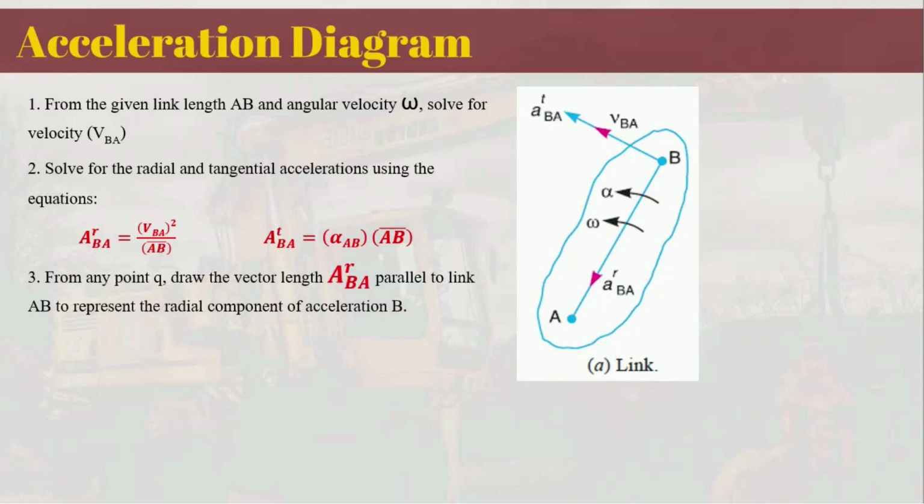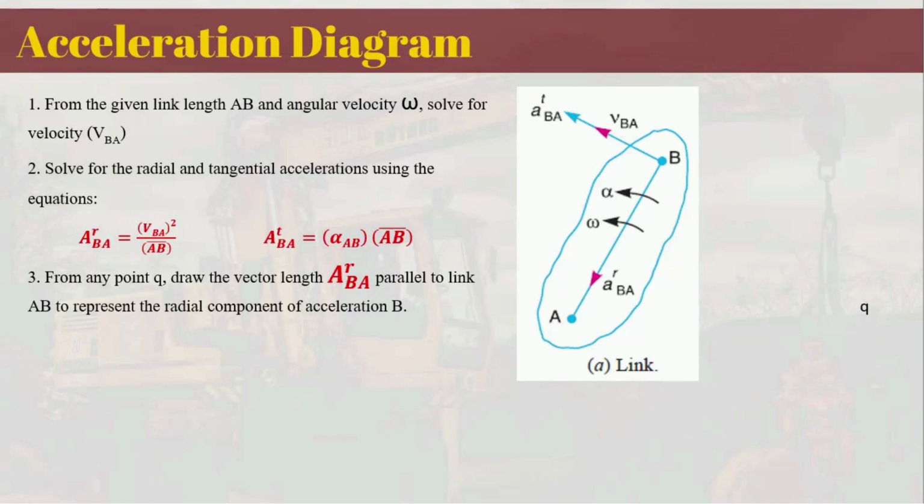So from any point Q, draw the vector length which corresponds to our radial acceleration, parallel to the link AB to represent the radial component of the acceleration. By substituting the given values to this formula, we can get the vector length of the radial component of the acceleration. So to draw that, you designate a point Q anywhere on the paper.